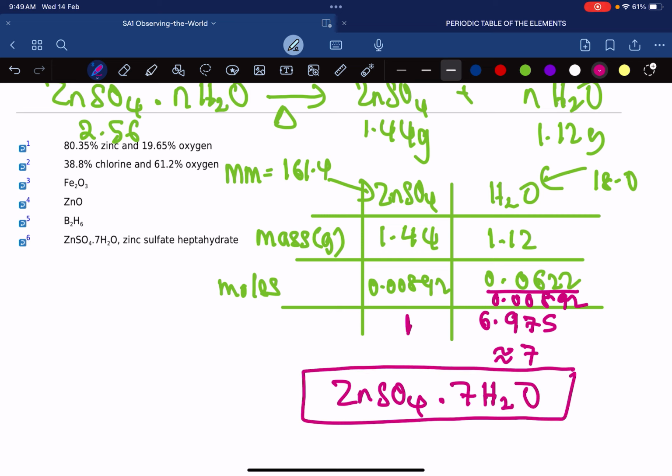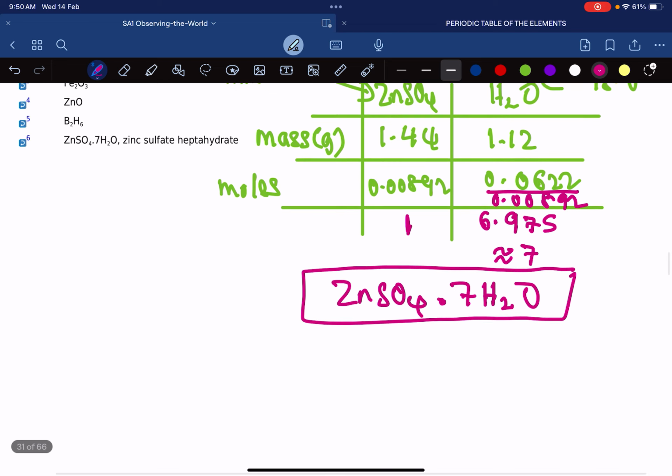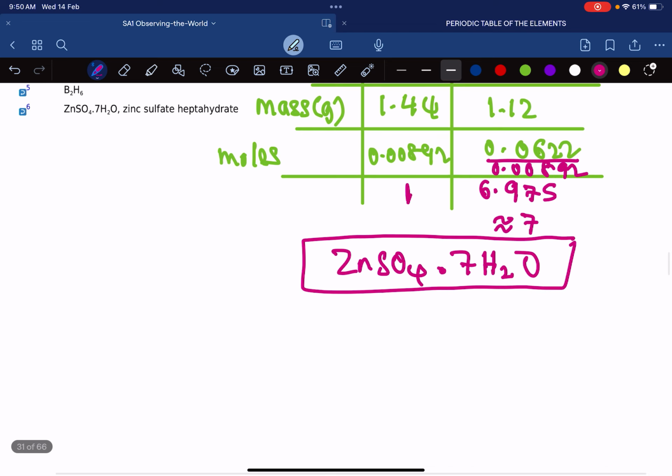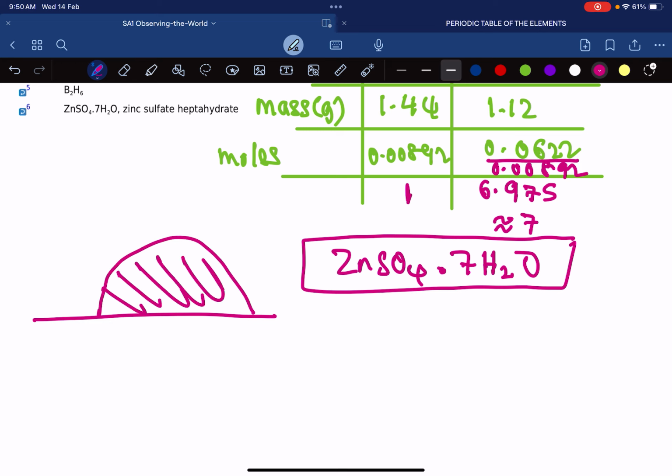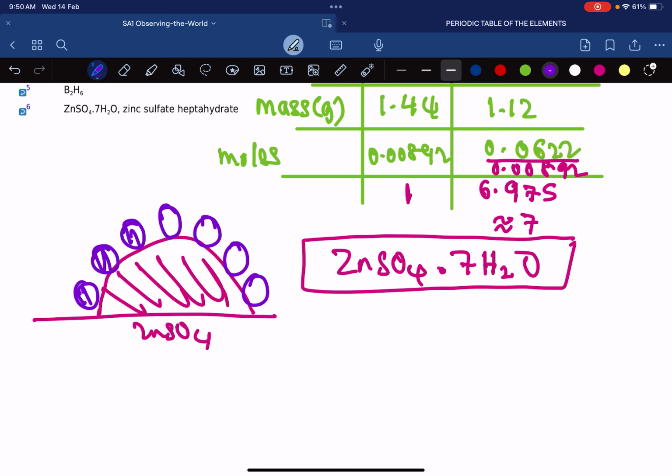Whenever you see the dot there, it basically means, if you want to look at it in simple terms, if you imagine this is zinc sulfate, water is physically attached. That means there are 7 water molecules, 1, 2, 3, 4, 5, 6, 7. So there are 7 water molecules attached onto the surface of zinc sulfate. This is a simplistic way of looking at it.